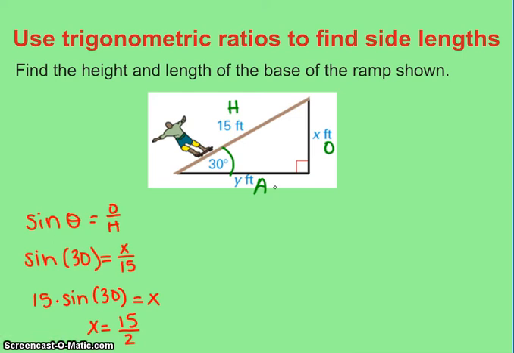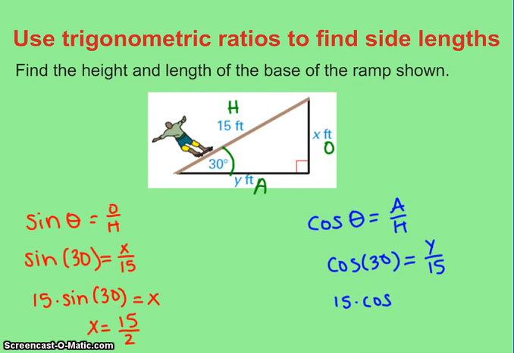Now to find y, we have adjacent and hypotenuse, so that would be cosine. So cosine of theta is adjacent over hypotenuse. So cosine of 30 equals y over 15. Multiply both sides by 15, and I get y equals 15 square roots of 3 over 2. Again, it did not say where to round to, so I would expect you to leave it in the fraction or in the simplest radical form.